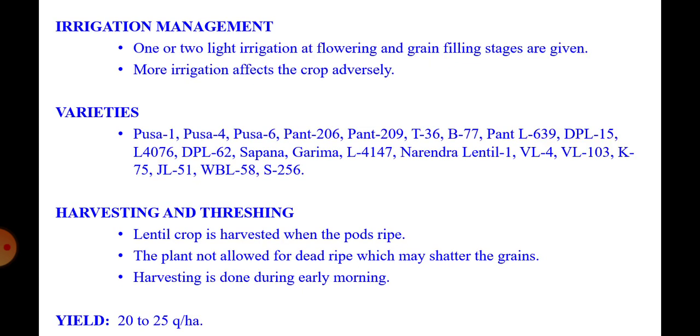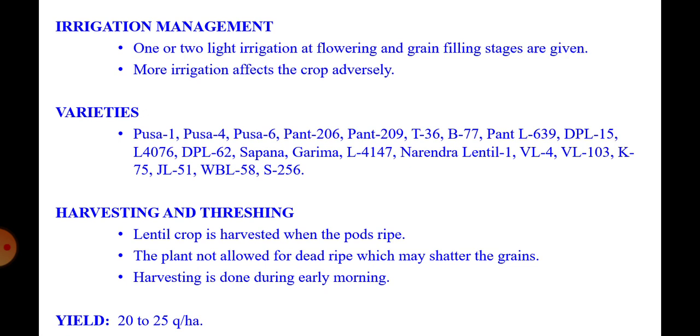Now, irrigation management. Lentil can tolerate drought conditions. One or two light irrigations at flowering and grain filling stages are given. More irrigation affects the crop adversely. Varieties: Pusa 1, Pusa 4, Pusa 6 and so on. These varieties are given here. There are many improved varieties.